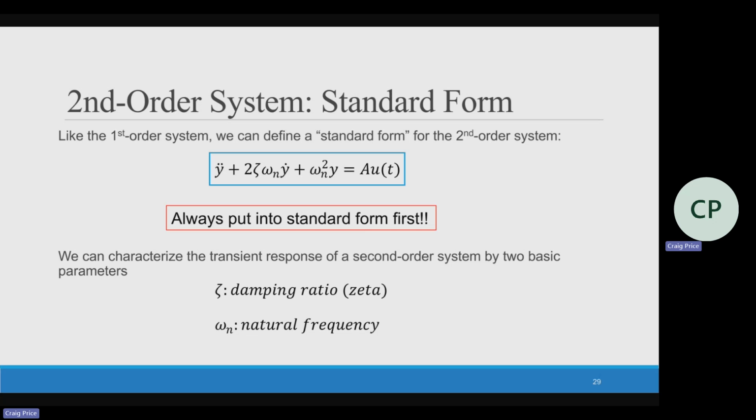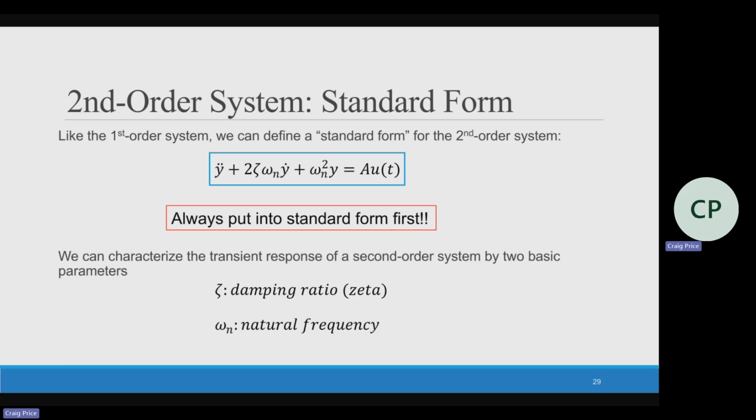So this is zeta. This is the damping ratio. This is how much damping we have. And then omega n, that's the natural frequency. Every system has a natural frequency. A lot of times we're trying to avoid it with our input, but it tells us a lot. We'll get into it more.